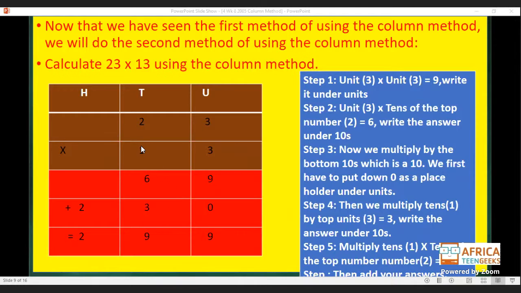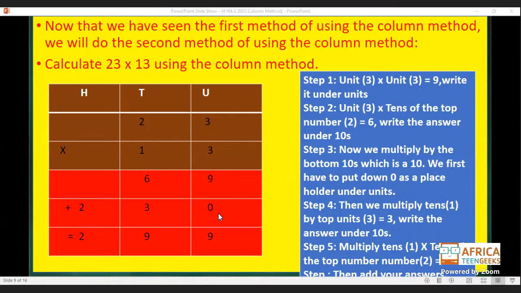So we can then say 1 times 3 gives us 3. We write the answer under the tens. And then we say 1 times 2, the answer is 2. Can you see that? So if this is 10 times 23, what is the answer? 10 times 23 is 230. You see, then you wrote the 230 here. You see where I'm coming from with all those strategies that I've taught you.